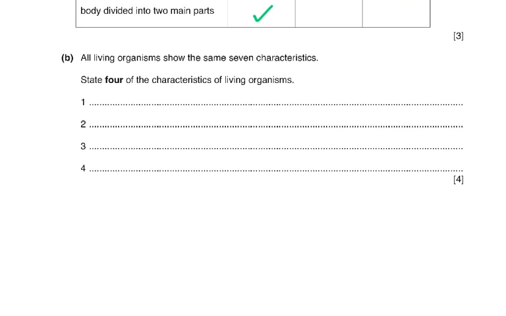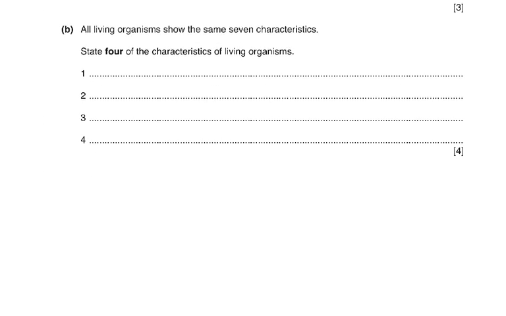All living organisms show the same 7 characteristics. State 4 of the characteristics of living things. So you're not expected to give me anything more. So what are the main characteristics? Movement, respiration, sensitivity, growth, reproduction, excretion, and nutrition.